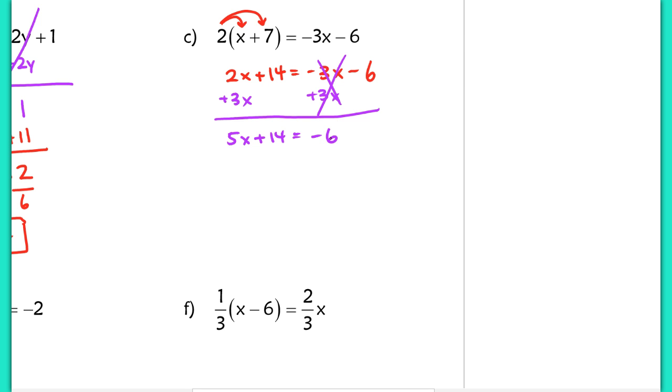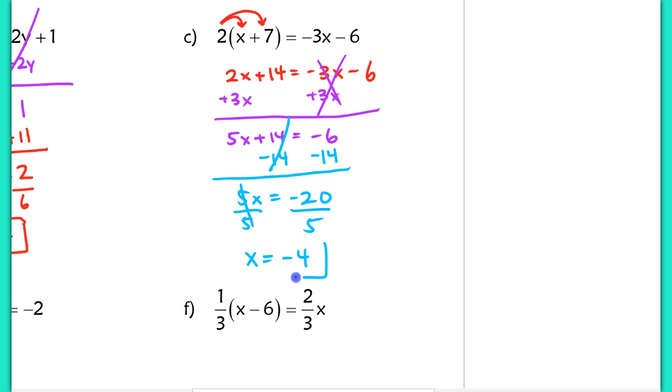Now, if I want to solve for x, I need to get rid of the 14. So I'm going to subtract 14. This will cancel the 14 here, leaves me with 5x. Bring down my equal sign. Negative 6 minus 14 is negative 20. Now I can get rid of the 5 here. 5 times x needs to be undone by dividing by 5. And that leaves me with just x after I divide by 5. So I have x equaling negative 4.